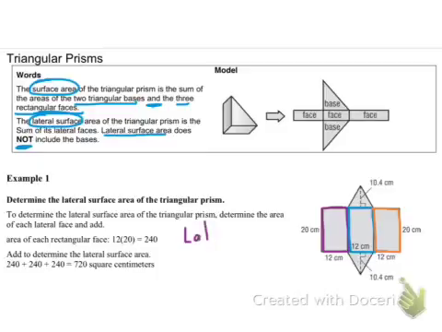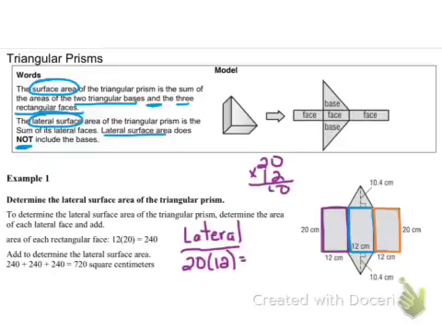So again, we're finding lateral here. But you can see there's two of those. So you see the one that I have in purple and the one that I have in orange. They're both 20 by 12. Okay, so the area of that 20 by 12 rectangle is 240 square centimeters.